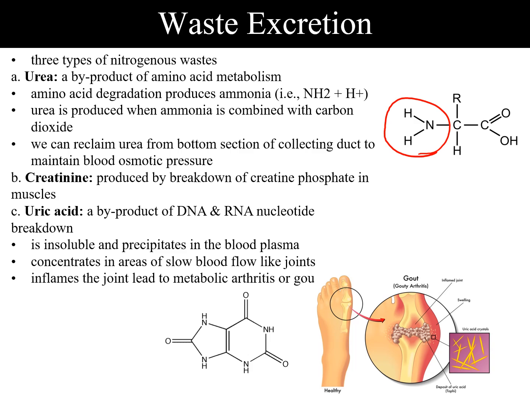Creatinine is a nitrogenous waste, which is produced by the breakdown of creatine phosphate in muscles. Remember, creatine phosphate is a source of high energy phosphate bonds. So when we take creatine phosphate and remove the phosphate and stick it back onto the ADP to make ATP, creatinine is produced. Creatinine is filtered out at the glomerulus and it becomes part of the urine.